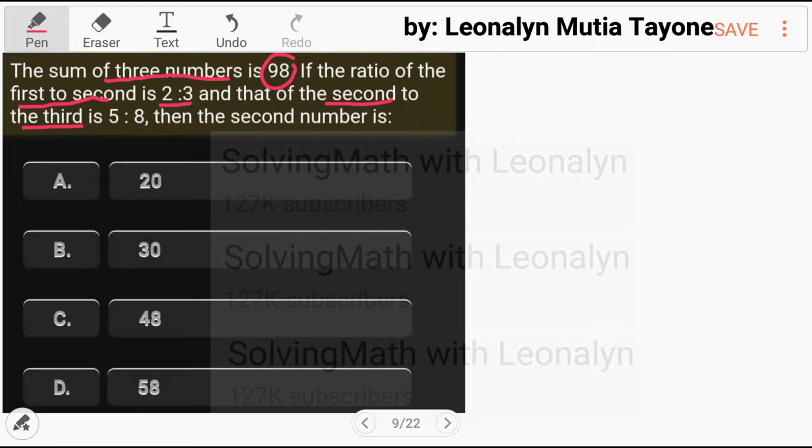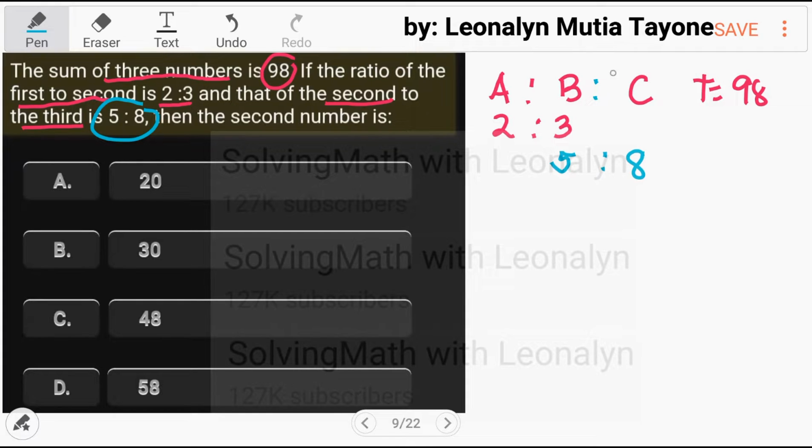Tatlong numbers ito. Pagpalagay na lang natin si A, B, at saka si C. Kung i-total mo yan, nasa given na 98 yung total. A is to B ay 2:3. While ito namang B is to C ay 5:8. Nasa mismong given 5:8 kung si B is to C.